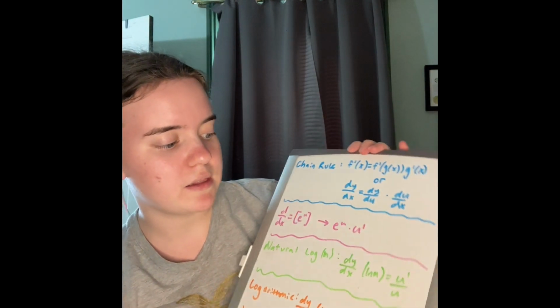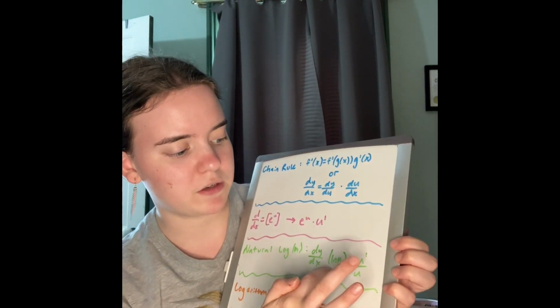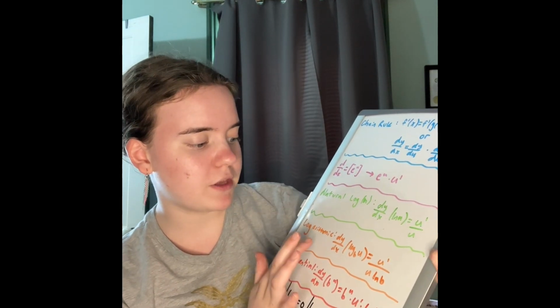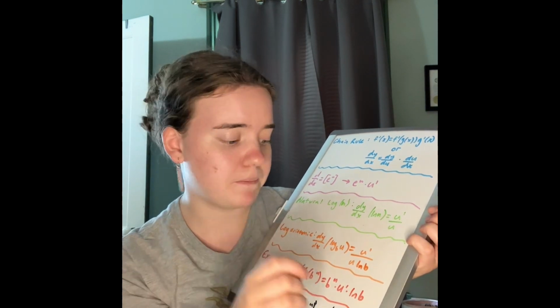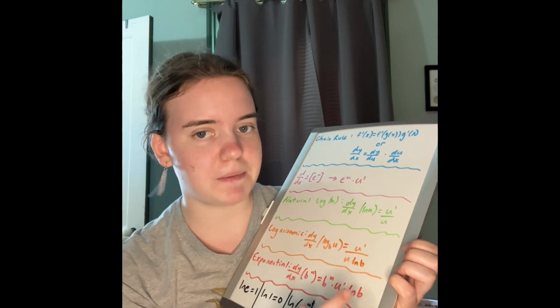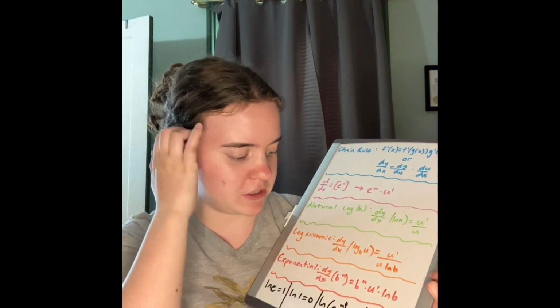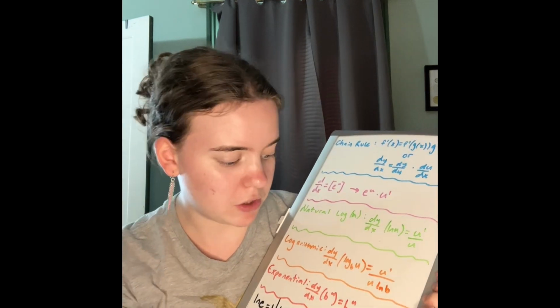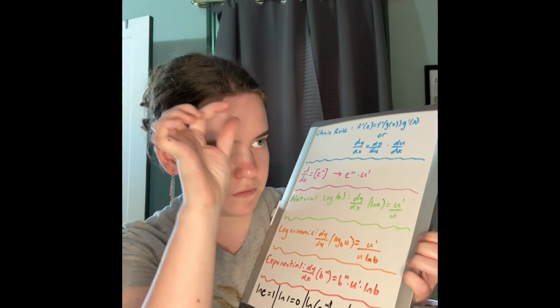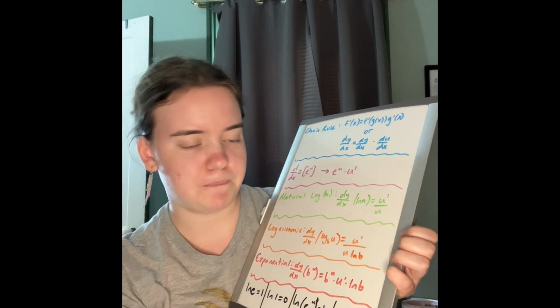And then natural log, ln. When you have ln u, it'll be the derivative of u over u. And then for logarithmic, it's log base b of u, and it will be the derivative of u divided by u ln b. I don't really know how to go into more depth except by showing the rules. And then exponential, which is b to the power of anything, u, and it'll be b to the power of u times the derivative of u, times ln b, which is the base.